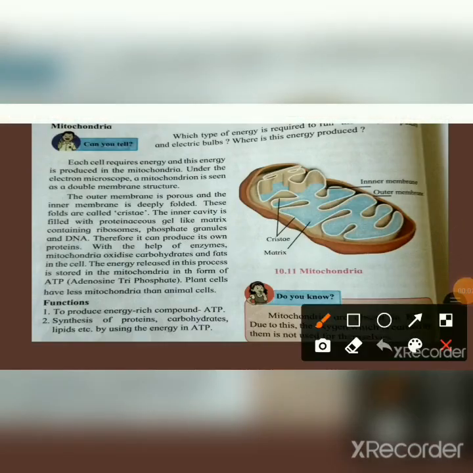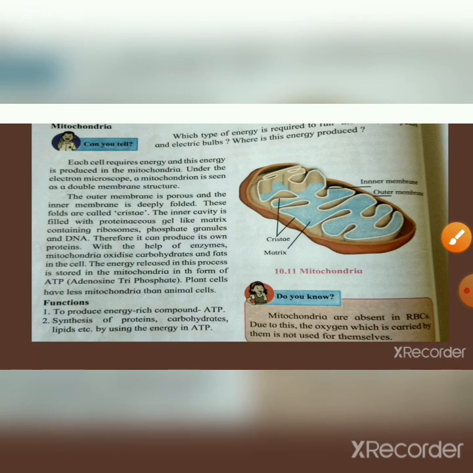Mitochondria. In the figure we'll see cristae, matrix, inner membrane, outer membrane. Each cell requires energy. This energy is produced in mitochondria. Under the electron microscope, a mitochondrion is seen as a double membrane structure. The outer membrane is porous and the inner membrane is deeply folded. These folds are called cristae.